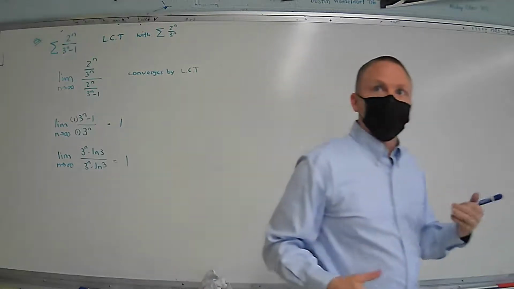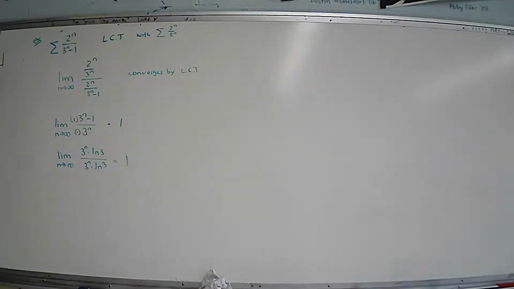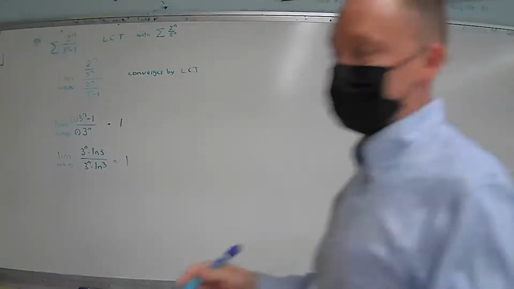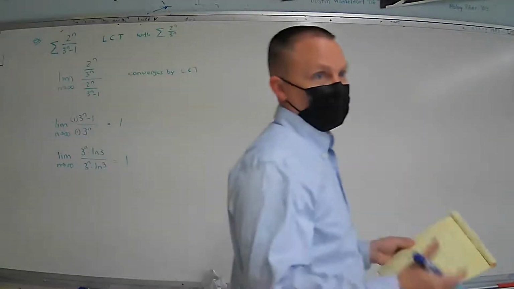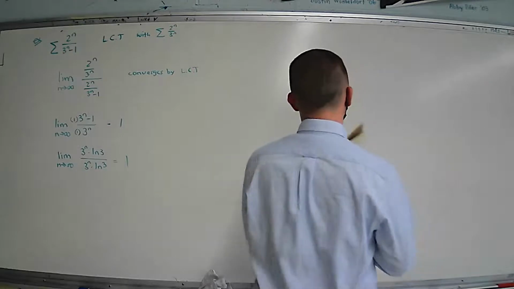So basically, the question is always going to come up, how do I know what to compare to? You start off by picking the thing that the series looks most like, or what it reduces to, quote unquote. That's where you start. And that's going to work 90% of the time. And chances are, if it doesn't work, it'll be easier to do a different test.